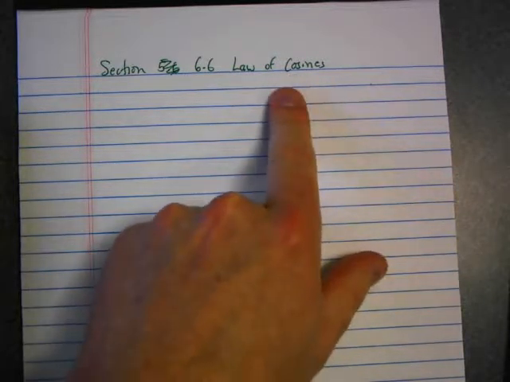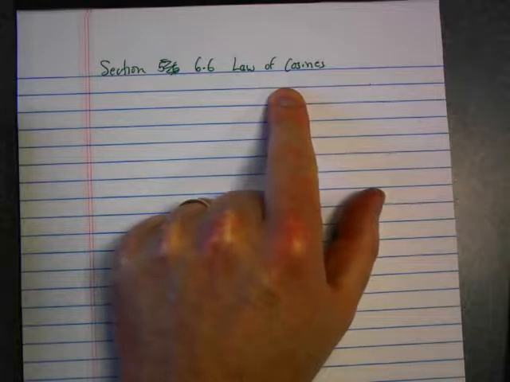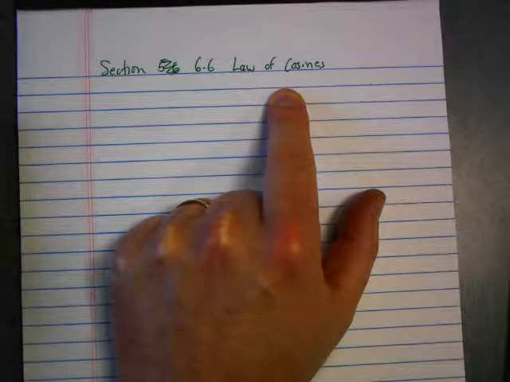When you don't have a match, you're going to use the law of cosines. So if you know side A and side B, but angle C, that's a law of cosines problem. When things don't match, that's a law of cosines.